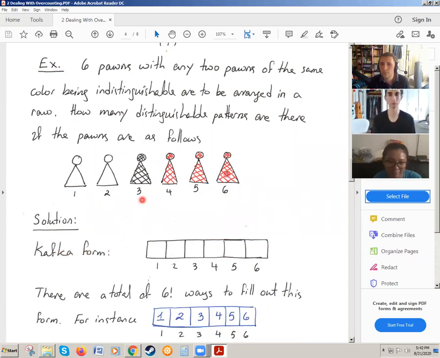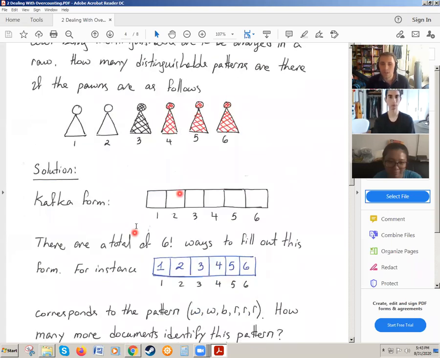And the Kafka form, again, imagines that each pawn has in its belly a unique number. So also the numbers 1, 2, 3, 4, 5, 6. They're supposed to be in the belly. Why in the belly? Because I don't see them outside, so I cannot distinguish them, right? So when I see white, white, it might be 1, 2 or 2, 1.